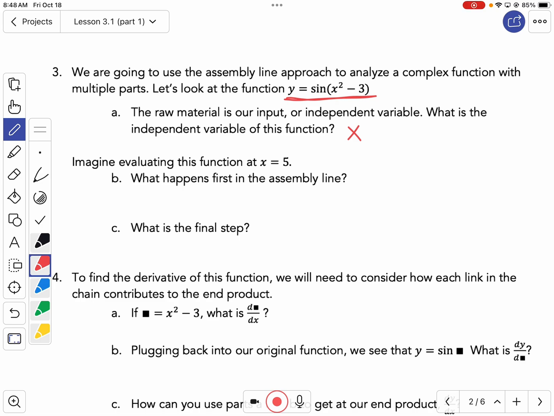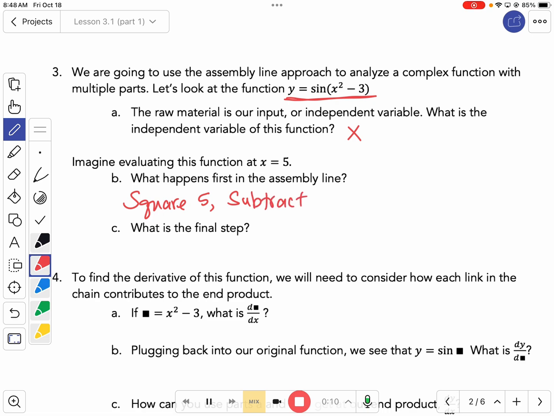So now it says, what happens when we evaluate this function at 5? What would be the process we would use? What would we do to that 5 first? We're going to square the 5 and then subtract 3. And once we've done that, what would be our final step? We would take the sine of our answer, which would be 22. Sine of 22.